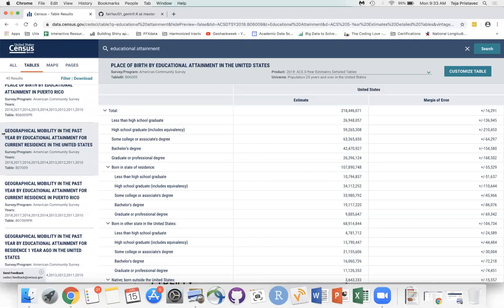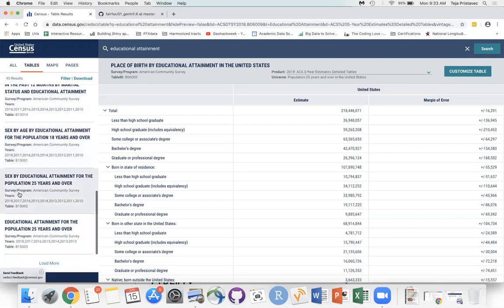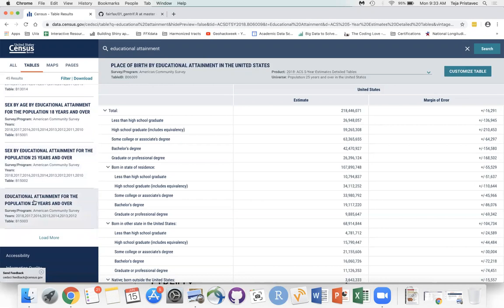But what you want to do in most cases is find just a variable about educational attainment and not cross-tabbed with anything else, so you don't have to perform your own calculations and possibly introduce errors into what you're doing. So I'm going to keep scrolling here a little bit and see if I can just get a variable, and here it is, educational attainment for the population 25 years and over, not tabbed by anything else, right?